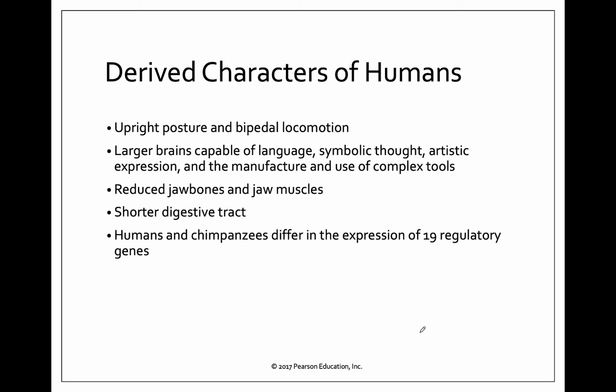So some derived characters of humans. We have an upright posture. I'm talking about hominins, including Australopithecus, with upright posture and bipedal locomotion, meaning two feet. Larger brains, more capable of language, symbolic thought, artistic expression. We see the use of tools, although tool use actually developed a little bit earlier. The reduced jaw bones and jaw muscles.